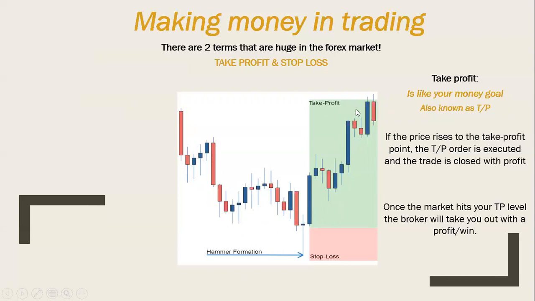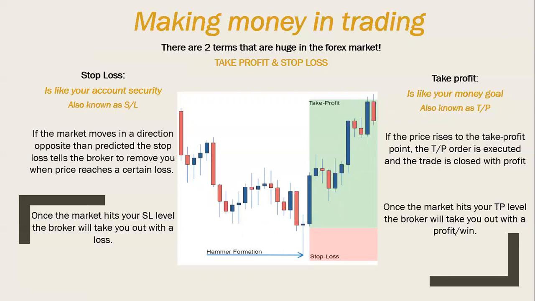All right. So take profit is like the green. That's our money goal. And when it gets there, the broker Hugo's Way will take you out and you get some money in your pocket. In the same way, stop loss is also known as SL, and it's like your account security. So again, if that market went the opposite way and went down instead of up like you predicted, the number that you type in will tell the broker, once it reaches this point, I want you to take me off with this loss.